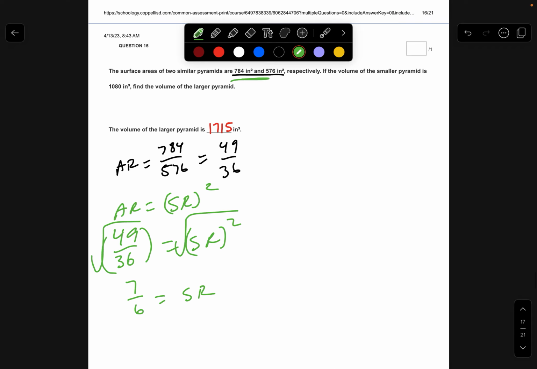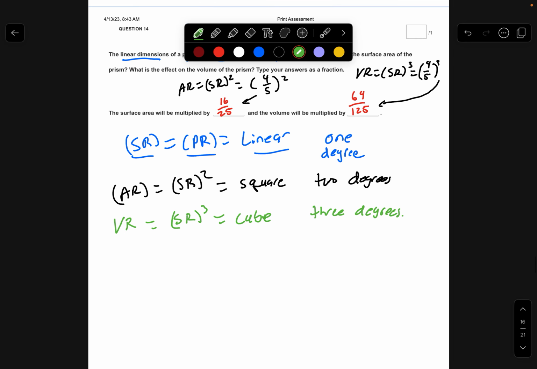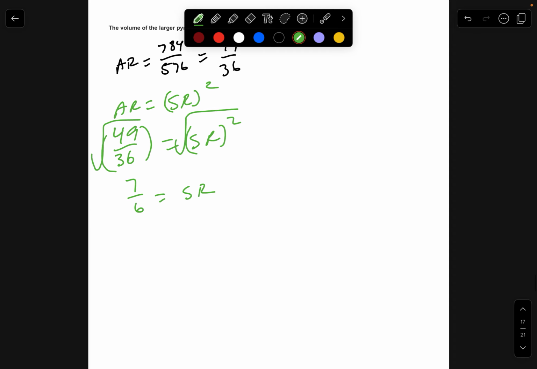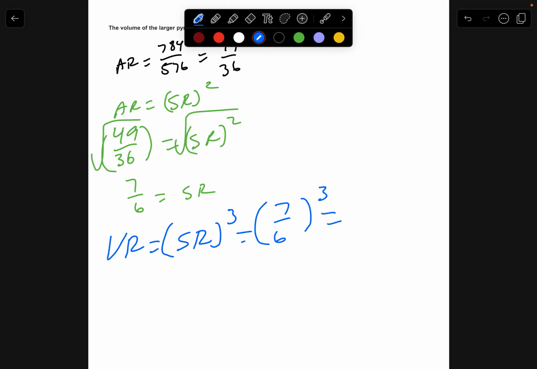So this time they provided us with the area. If you have area, how do you go from 2 degrees back to 1 degree? You do a square root. Now we have to go forward to 3 degrees. So the volume ratio equals the similarity ratio cubed, which would be 7 over 6 cubed, which I think is 343 over 216, but let me type it in. Let me confirm that one as well. There you go.